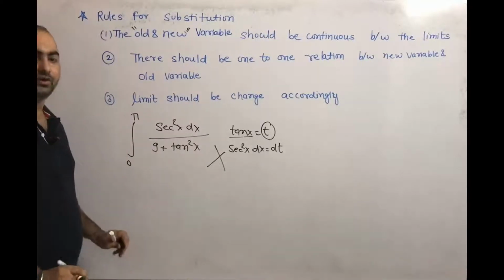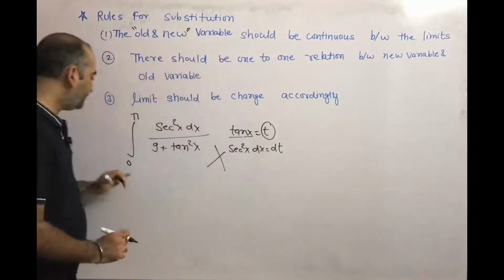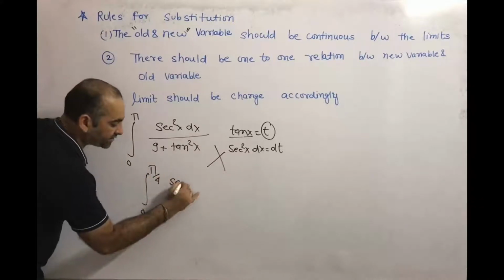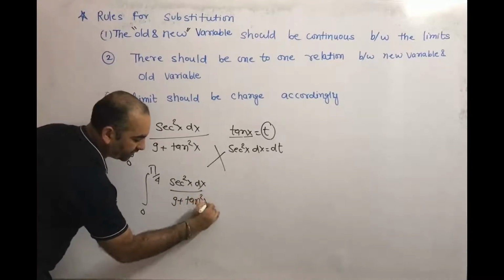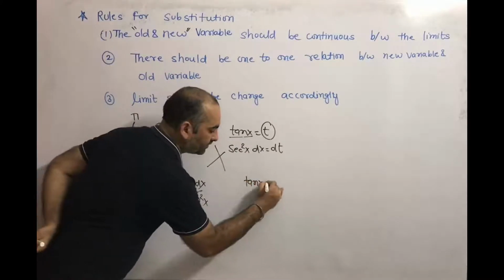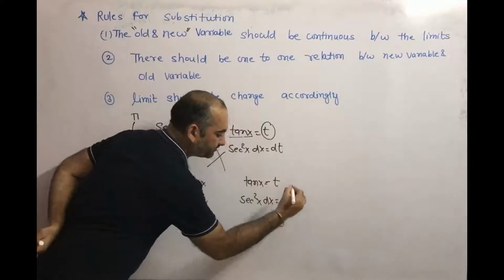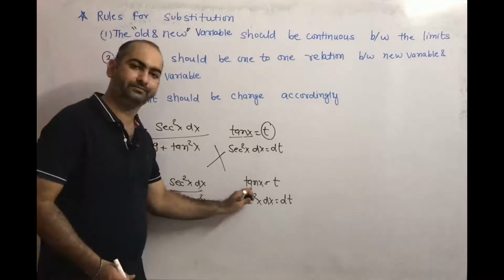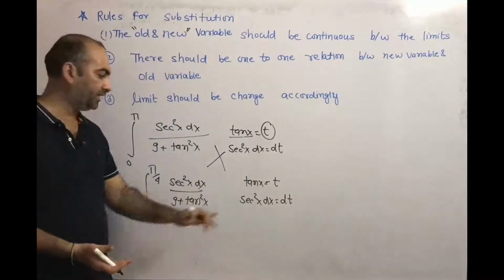This is the first point: old and new variables should be continuous between the limit. Suppose here I have 0 to pi by 4, secant square x dx divided by 9 plus tan square x. Then if you put tan x equal to t, differentiating, secant square x dx equals dt will come. Here in 0 to pi by 4, tan x is continuous, and t is also continuous. That means here we can use it.